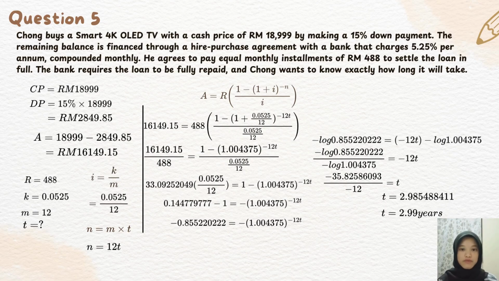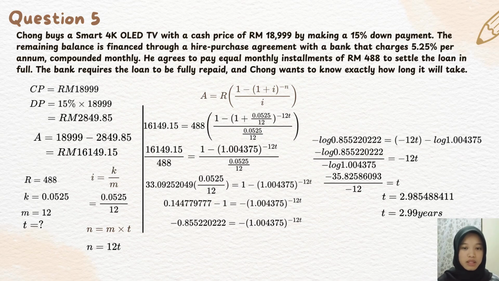We will use all the information given, which is CP equals 18,999 ringgit, DP equals 15% multiplied by 18,999 ringgit. Then we will get 2,849 ringgit and 85 cents. A equals 18,999 ringgit minus 2,849 ringgit and 85 cents. The answer is 16,149 ringgit and 15 cents.